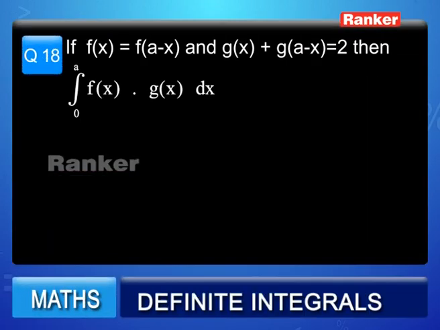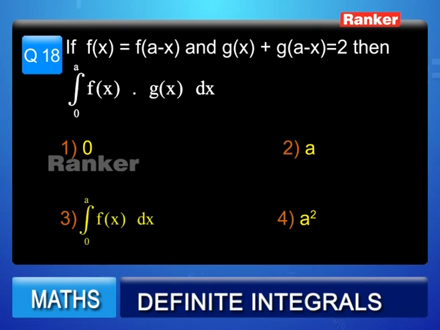Let's move to question number 18. If f of x is equal to f of a minus x and g of x plus g of a minus x is equal to 2, then the integral from 0 to a of f of x into g of x is equal to: first option 0, second option a, third option integral 0 to a f of x dx, and fourth option a square.